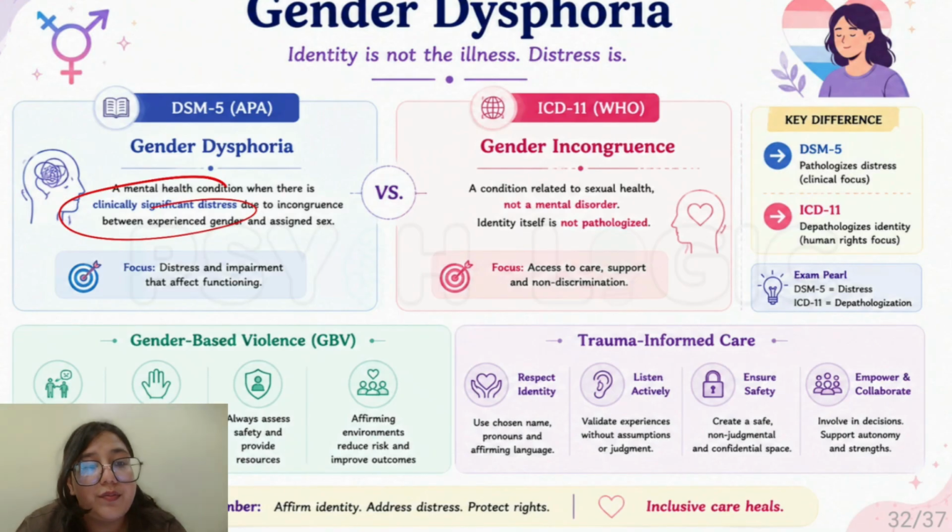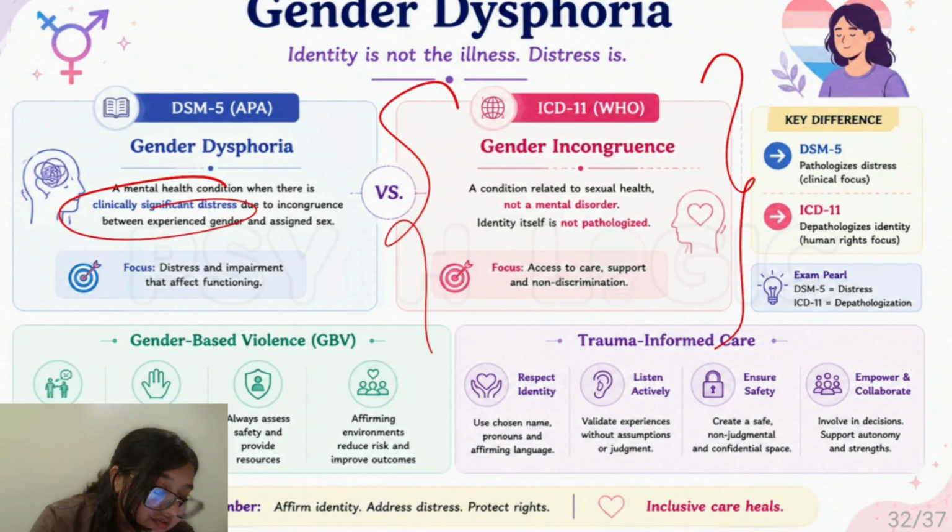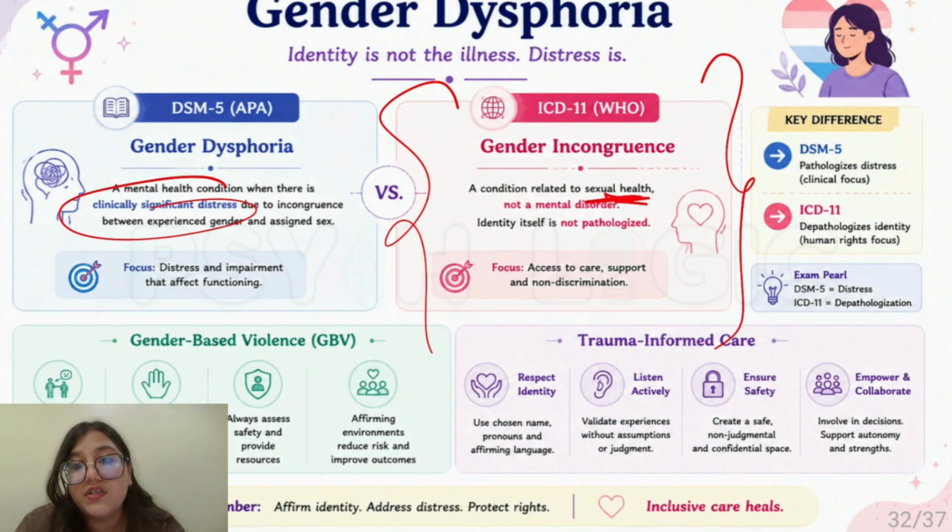While ICD, instead of gender dysphoria, uses the term gender incongruence. It removed it as a condition under mental disorders, and now it is included in sexual health conditions. Not a mental disorder. So the focus changes. Now the focus becomes access to care, access to support, respect for the identity, rather than pathologizing the person. So remember both, and remember why they differ. DSM is asking, is there any clinically significant distress? ICD is asking, how do we reduce the stigma while ensuring access to care?